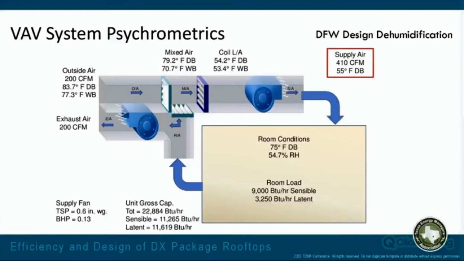Now you remember we were at 0.63 brake horsepower when we were at 900 CFM, and when we dropped that down to a little below 50% at 410 CFM, we're at 0.13. So we've got some dramatic savings on our fan energy at that point.